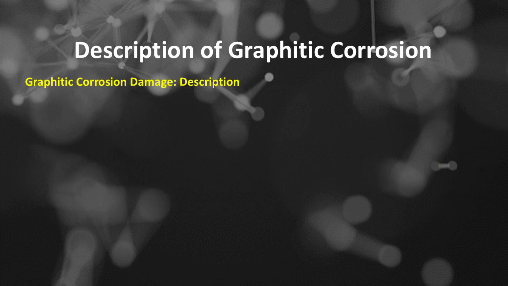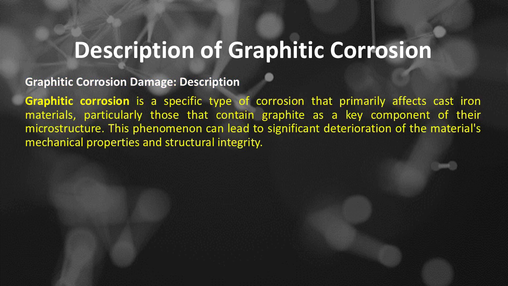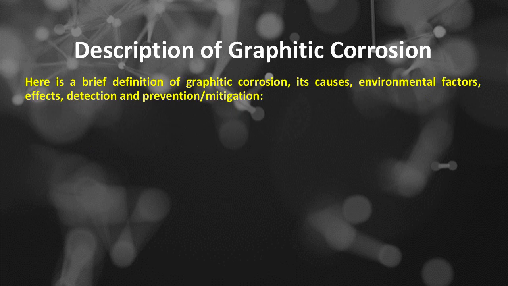Graphitic corrosion damage. Description. Graphitic corrosion is a specific type of corrosion that primarily affects cast iron materials, particularly those that contain graphite as a key component of their microstructure. This phenomenon can lead to significant deterioration of the material's mechanical properties and structural integrity. Here is a brief definition of graphitic corrosion, its causes, environmental factors, effects, detection and prevention/mitigation.